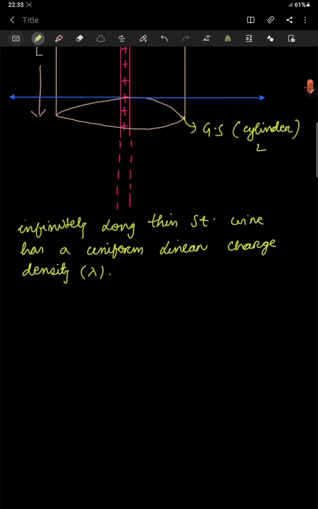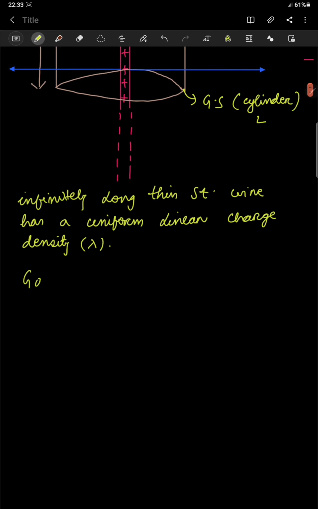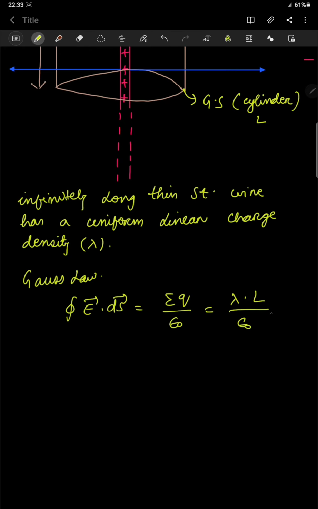Okay, now from Gauss law, we know that integration E dot ds is equal to total charge divided by epsilon naught. So how can I calculate the total charge inside the Gaussian surface? Then charge will be lambda into length of the cylinder L, divided by epsilon naught. So let us give this as equation number 1.